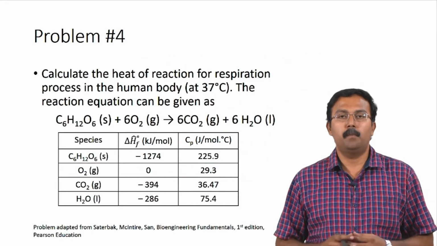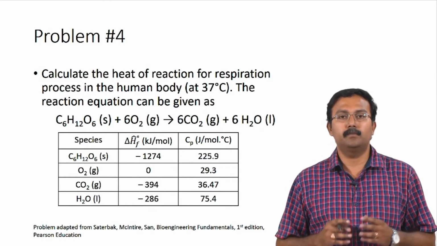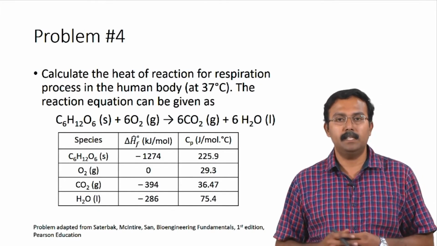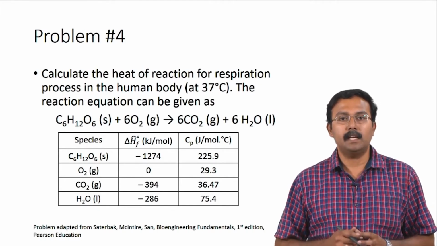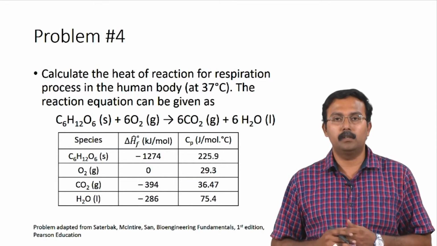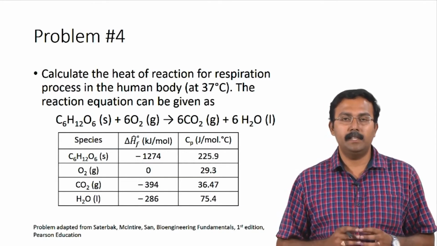Here is the fourth problem for this tutorial session. You are asked to calculate the heat of reaction for a respiration process in the human body, which happens at 37 degrees Celsius. The reaction equation can be given as glucose plus oxygen gives carbon dioxide and water. So, this reaction is happening at 37 degrees Celsius.